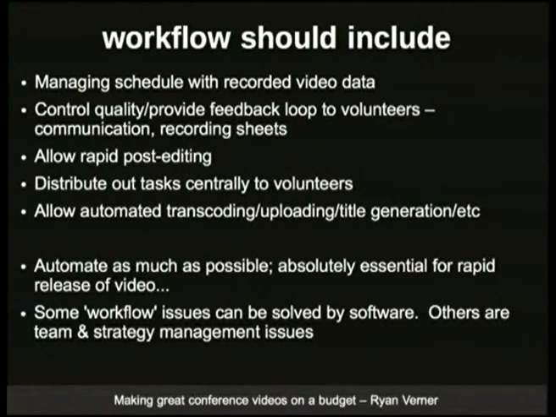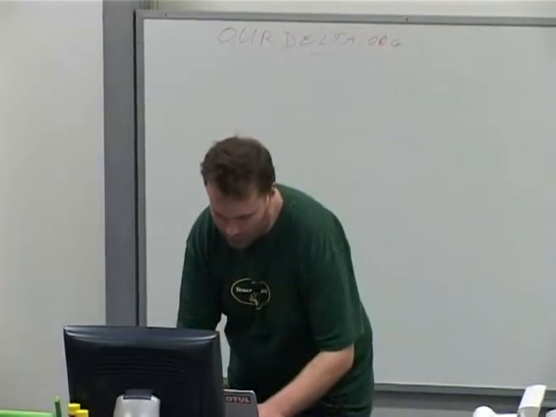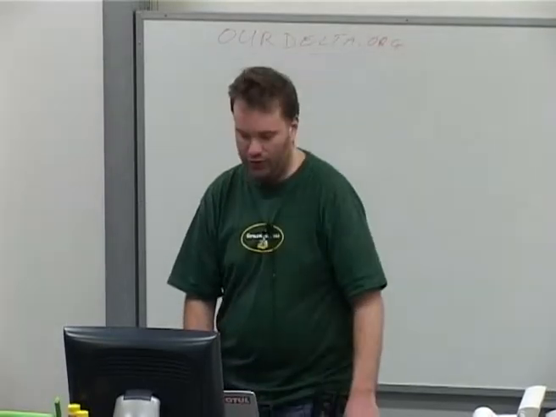Control the quality and provide a feedback loop. This was something that O4 taught me: it's very, very hard to pick up whether volunteers are making mistakes, because you can't be in five places at once. So there needs to be a way to control that quality. Allow rapid communication between rooms, and use recording sheets, which I'll show you later, so you're getting feedback from volunteers.